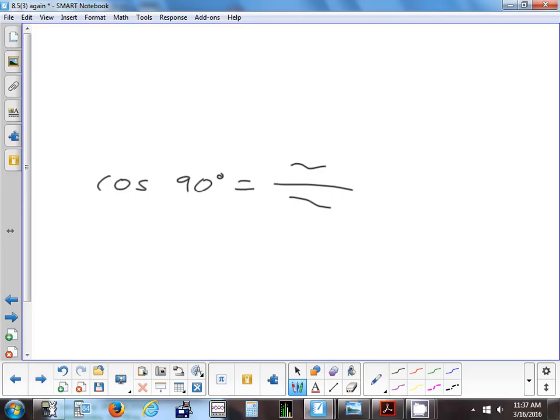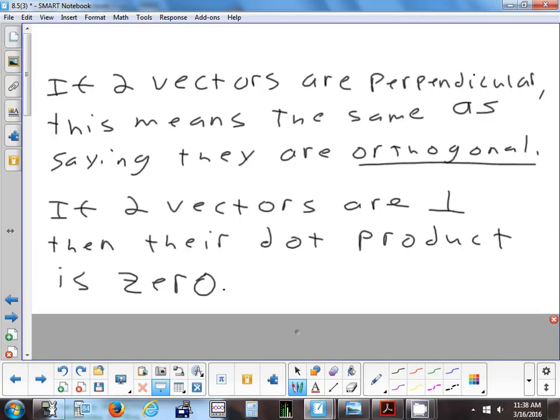Zero. So if your vectors are perpendicular, the angle between them is 90. If the cosine of 90 is 0, what does this imply? That the dot product is 0. Perfect. So that's our shortcut. If the dot product between two vectors is 0, that's a shortcut to figuring out they are perpendicular, because the only way that fraction could equal 0 is if the top is 0.